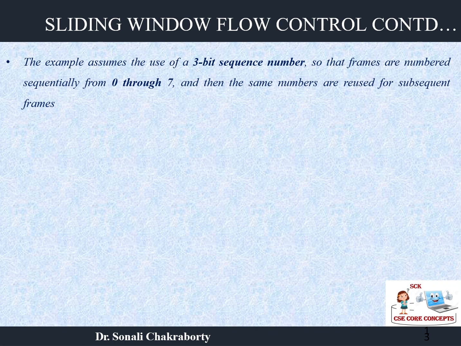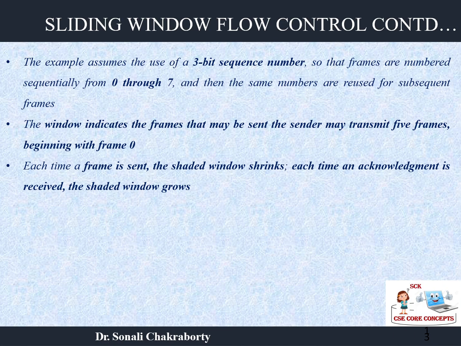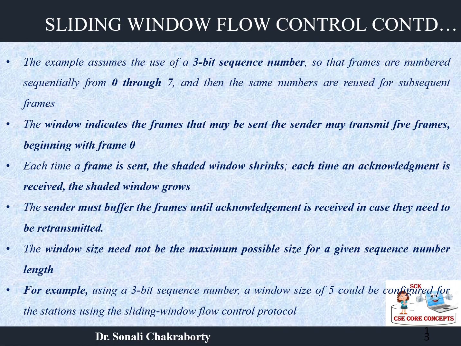So 1, 1, 1. It is a 3 bit sequence number, and the window indicates that frames may be sent. The sender may transmit 5 frames beginning with frame 0. Each time you send a frame, the shaded window will shrink on the sender side, and on the receiver side the window grows, right?